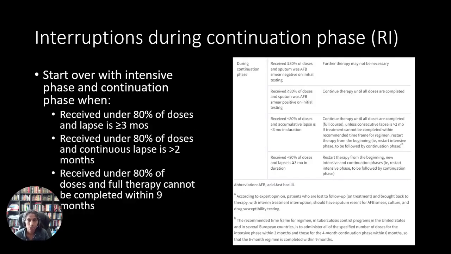What about interruptions during the continuation phase when someone is on rifampin and INH? Those people need to start over with the intensive phase and continuation phase if they have received under 80% of the doses and the lapse is greater than or equal to 3 months, if they have received under 80% of doses and the continuous lapse is greater than 2 months, or they have received under 80% of doses and the full therapy cannot be completed within 9 months of starting.